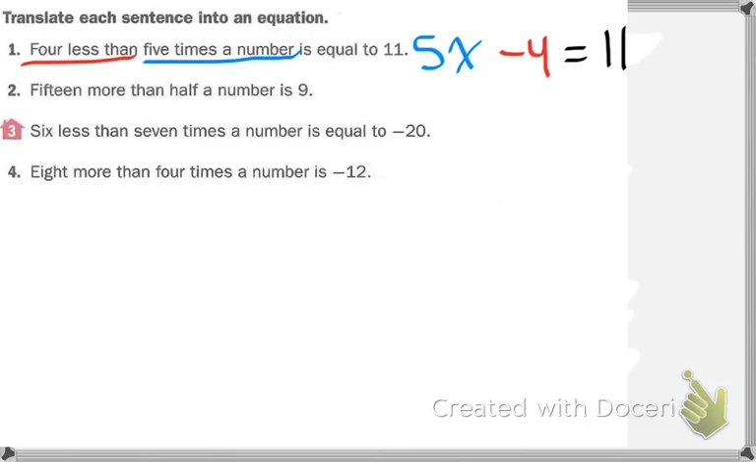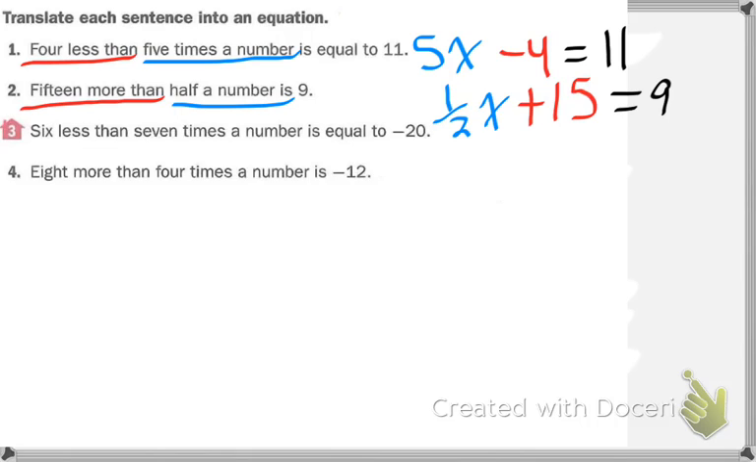Number 2, 15 more than. That means plus 15. So we're going to have to do something plus 15. You could say 15 plus, or you could say something plus 15. The order doesn't matter, because remember, when you add, the order does not matter. It's called the associative property of addition. So half a number. That means half times a number. Or technically a number divided by 2. You could write that too. You could say half times x plus 15, or you could say x divided by 2 plus 15, because technically that's how you find half as well. So all that is 9. So that's our answer for number 2.